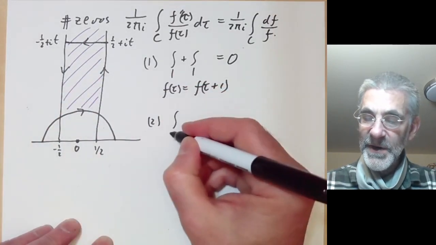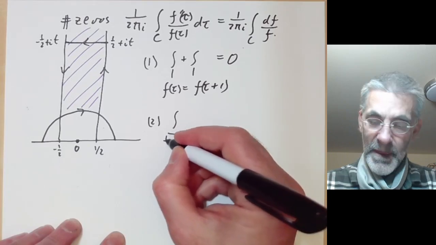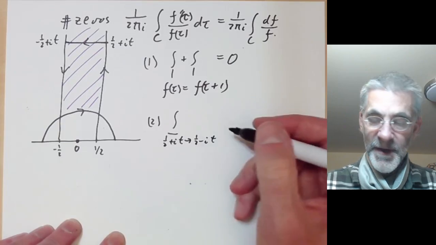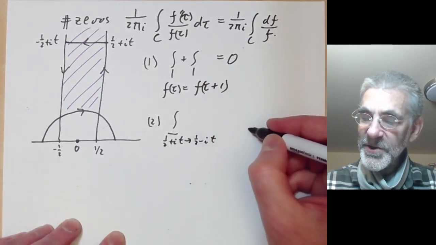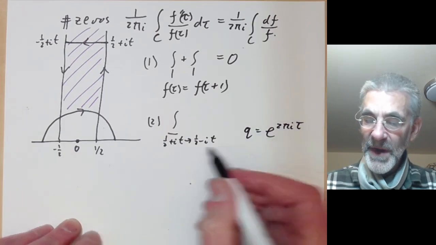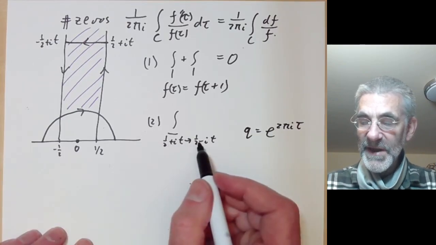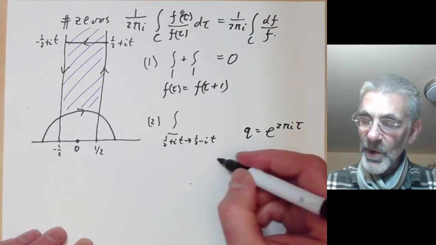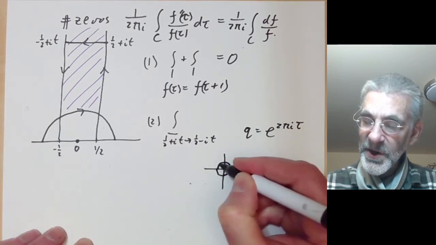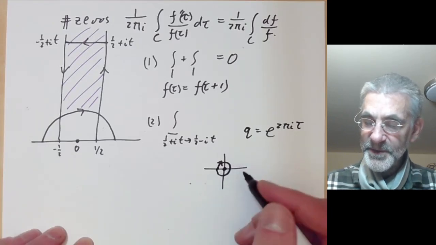Next, let's do the integral over the horizontal bit. So we're integrating over the horizontal bit, where we're integrating from a half plus it to a half minus it. And now we make the change of variable q equals e to the 2 pi i tau. And as tau goes from a half plus it to a half minus it, what q does is it goes round a little circle round q equals 0 once in a clockwise direction.